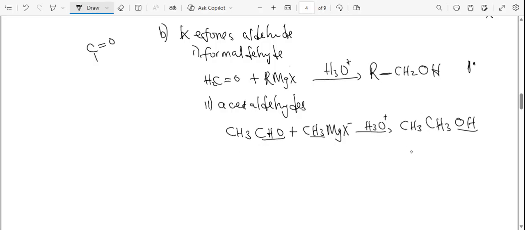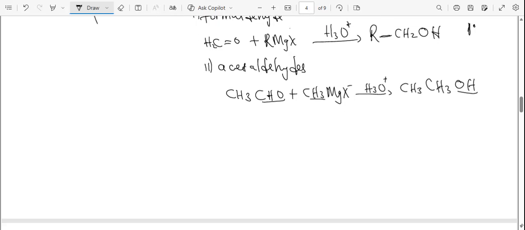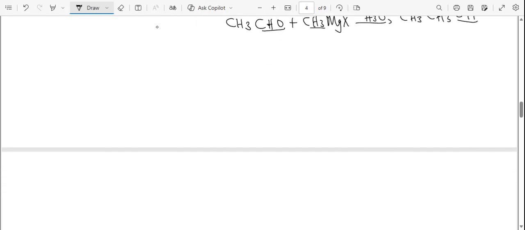Now let us demonstrate reaction with a ketone. So how do they react with a ketone? And we'll be able to conclude from there. So a ketone now looks like this. I can demonstrate the case of a ketone.